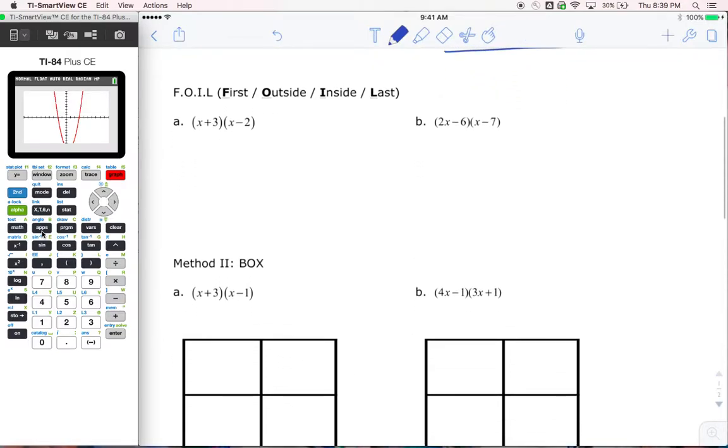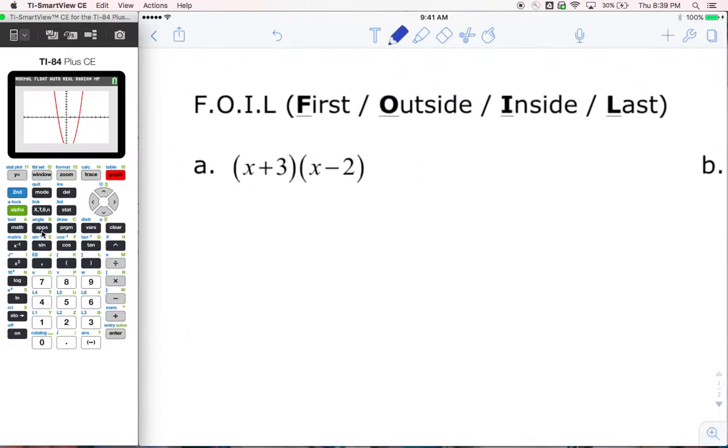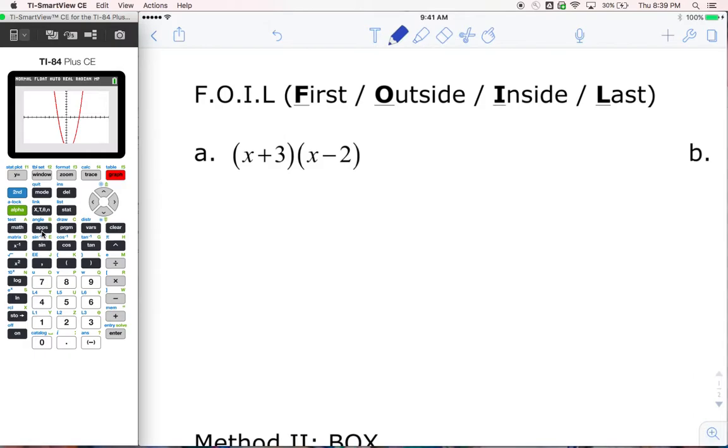All right, the next method is called FOIL. This is the one that I did the most throughout high school and college, and when you guys move up to geometry and algebra 2, that may be what you hear it called. I feel like this is the most common one. And the FOIL is just first, outside, inside, last. Honestly, you don't really worry about remembering this. Let me just show you how it works.